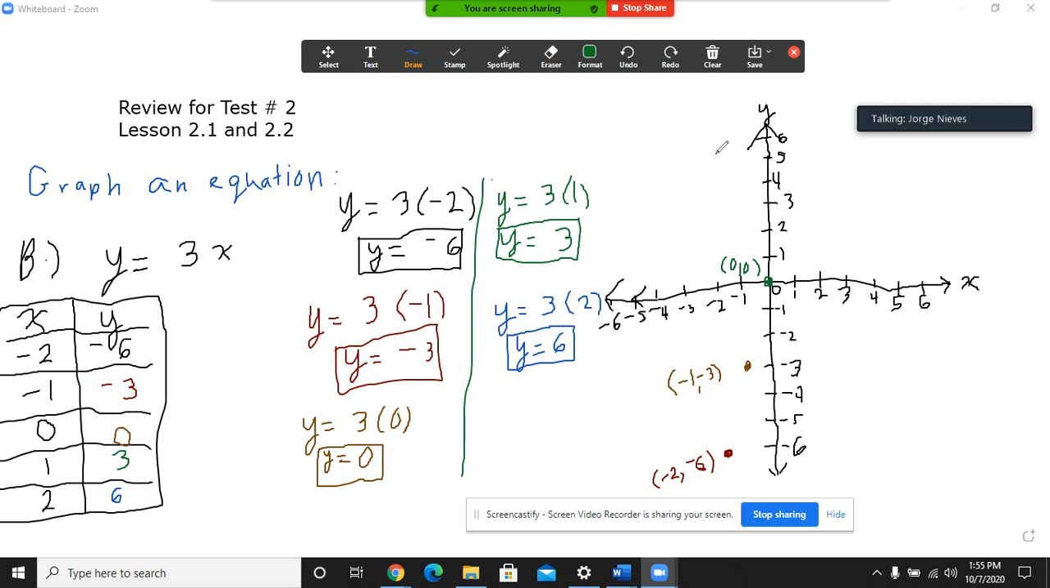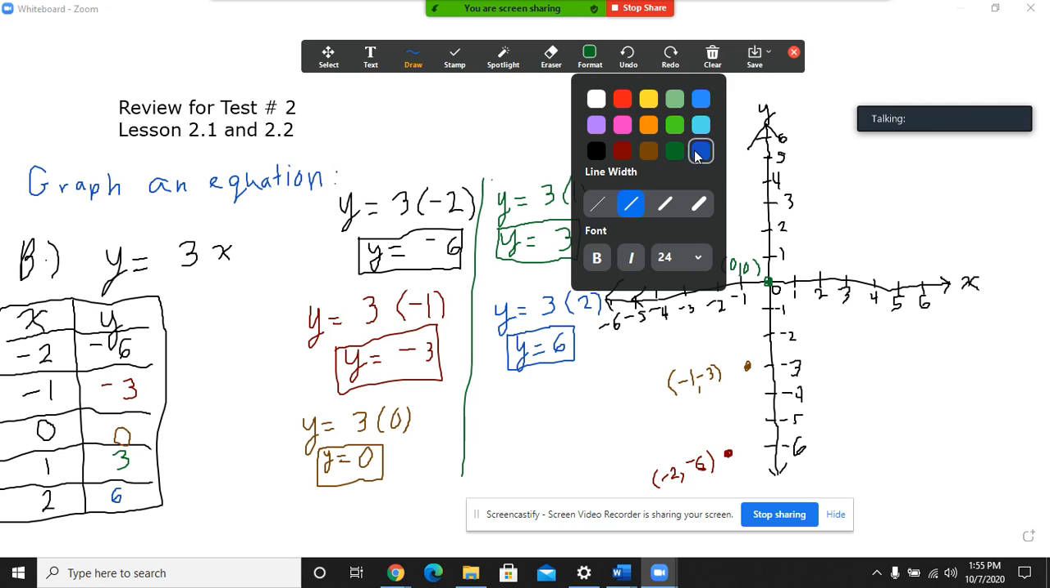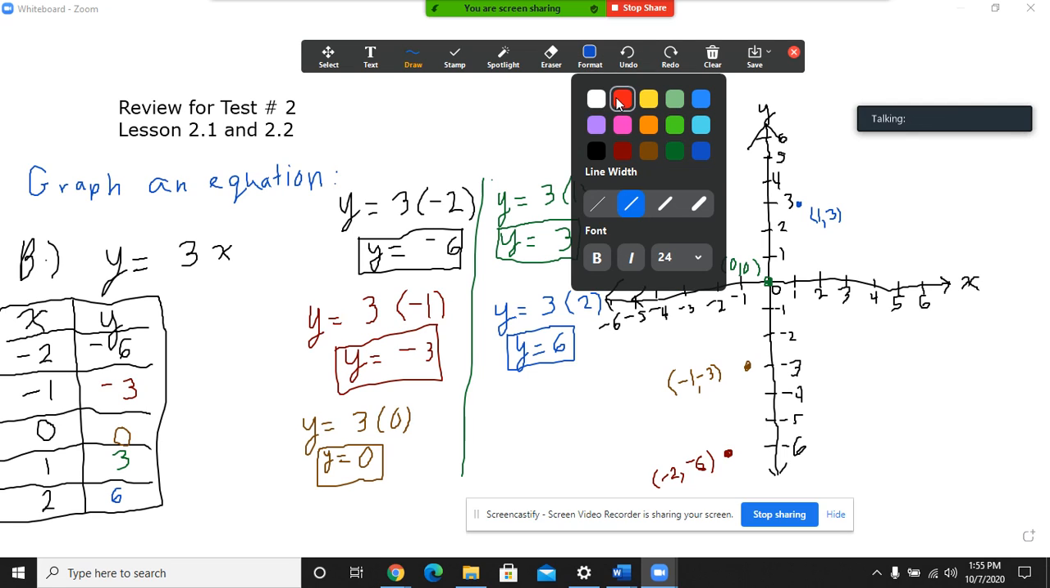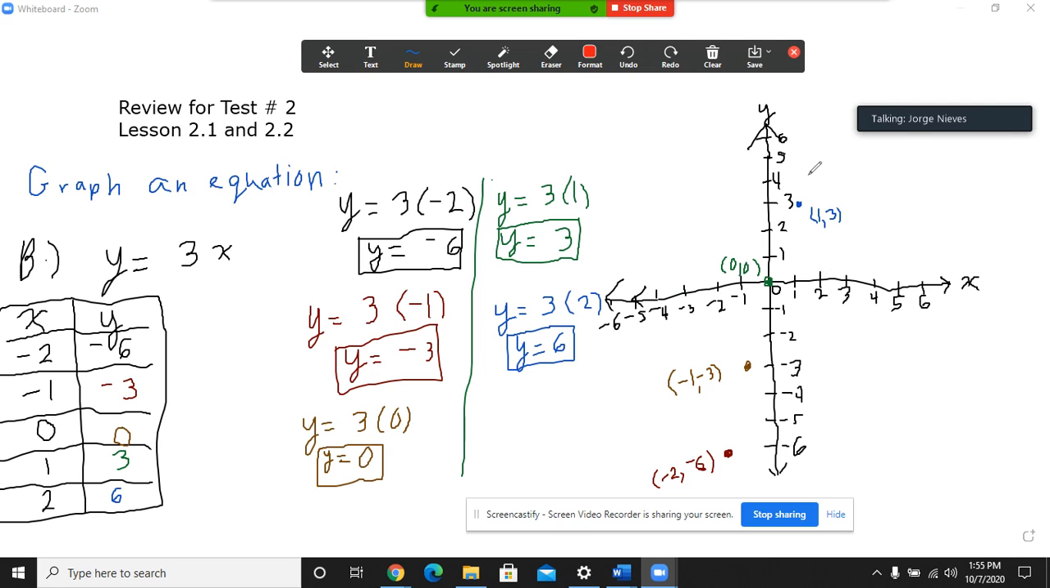The coordinate is 1 and 3. Esto es una chulería, ¿verdad? 1 and 3, 1x and 3y is around here. Y el último punto, ¿verdad? La última coordenada sería 2 and 6. Okay. 2 and 6 will be 2 and 6 around here. Y así se vería su gráfica básicamente.